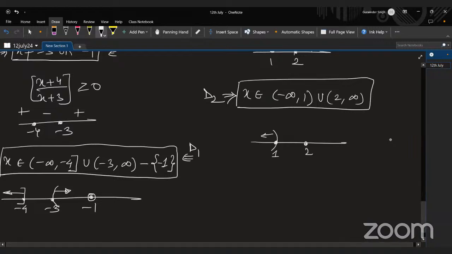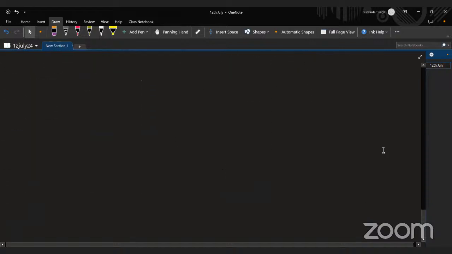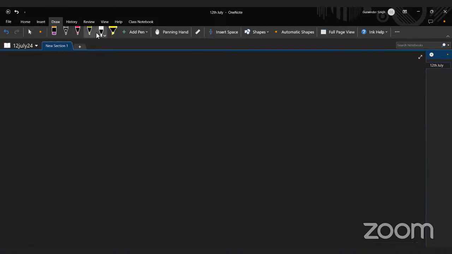And similarly this to this. So it is just your homework to calculate D1 intersection D2. This will be your homework. I hope you will be able to do that. So moving ahead, sorry, we have completed domain. So if given any function, you can easily find its domain.